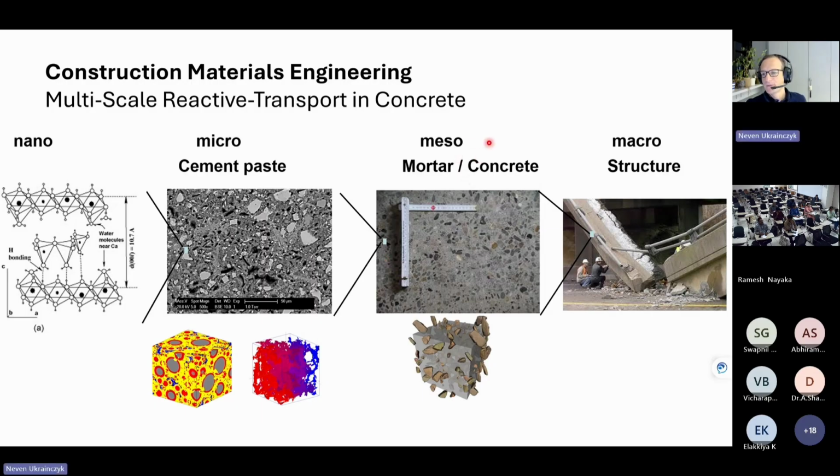And also mesoscale, when the aggregates come into the picture, and then all this defines the property, for example, the structural service life, where the steel corrosion is important. And we again have the diffusion of ions through the porous media, and this is exactly the reactive transport modeling.